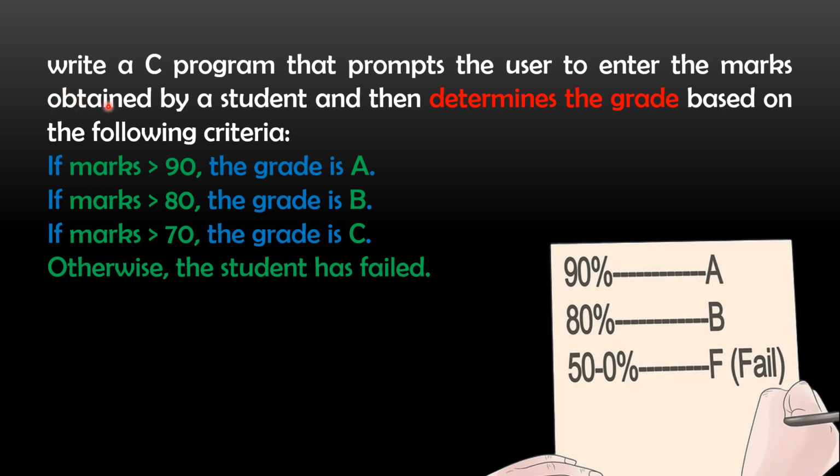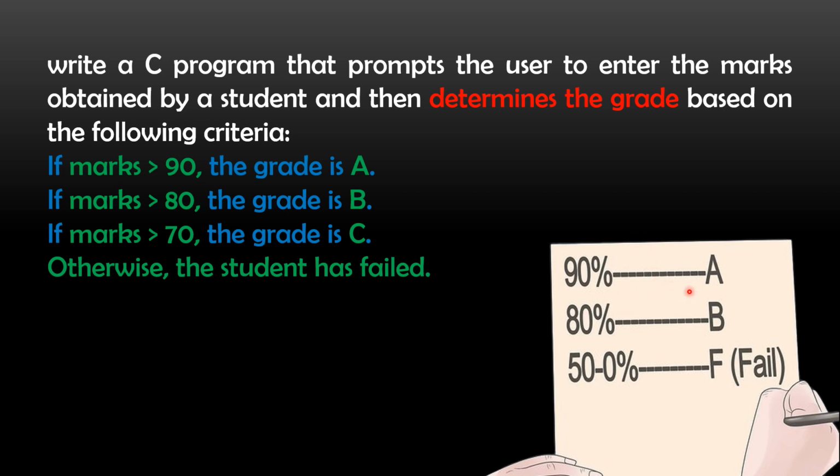Today the question is: write a C program that prompts the user to enter the marks obtained by a student and then determines the grade based on the following criteria. Assume that the total marks a person can gain is 100. If his or her marks are greater than 90, then the grade is A. If marks are greater than 80, then the grade is B. If marks are greater than 70, then the grade is C. Otherwise, the student has failed, right?